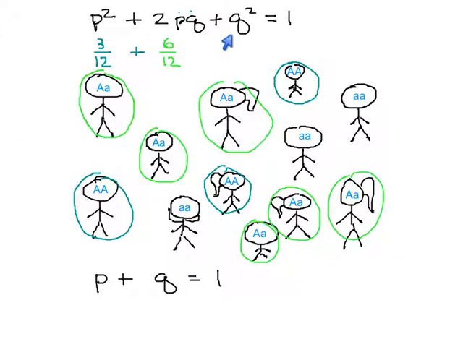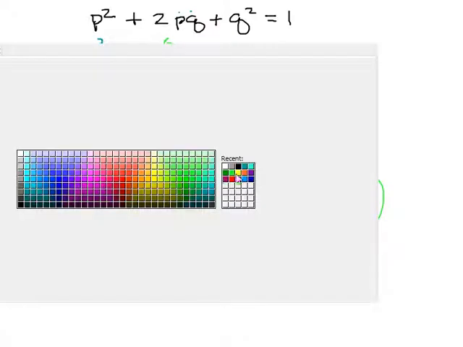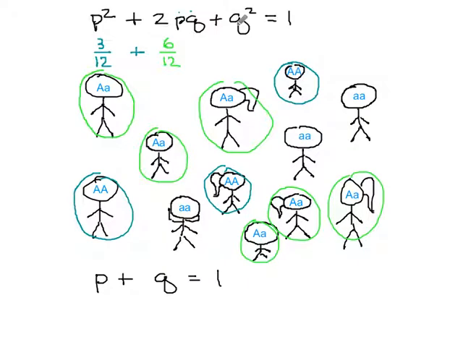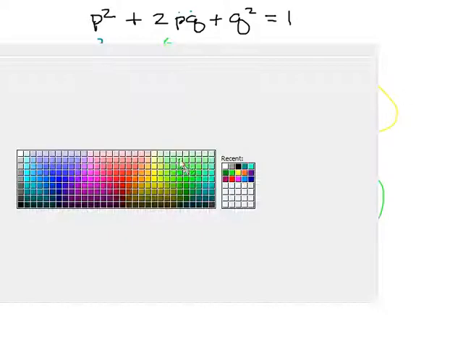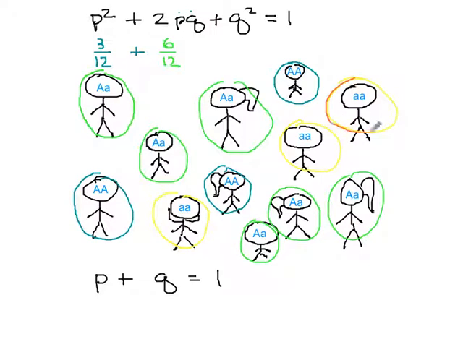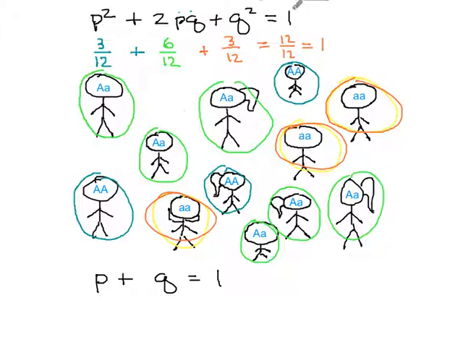And finally, Q squared represents individuals who are homozygous recessive, meaning little a. We have 1 there, and 1 there, and 1 there, and yellow was a mistake. Sorry, I'll switch that. 1 there, 1 there, 1 there. Okay, so there's 3 out of 12 for them also. If you add that up, 3/12 plus 6/12 is 9/12 plus another 3 is 12/12. And that has to add up to 1. Okay, so that worked out okay.